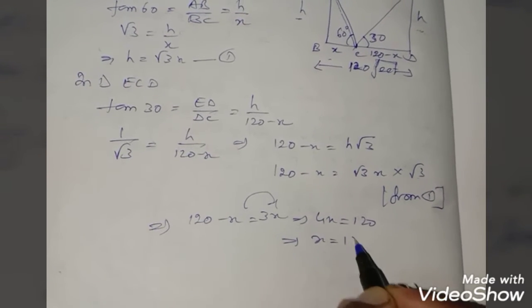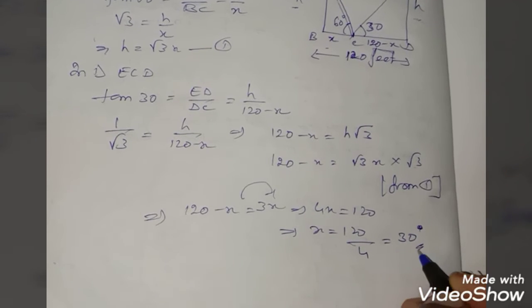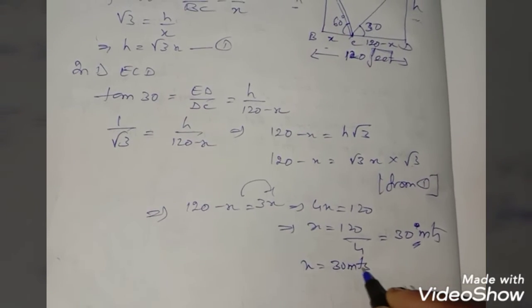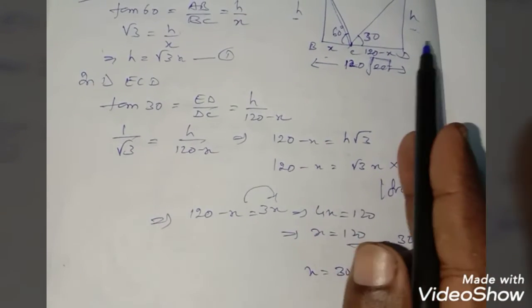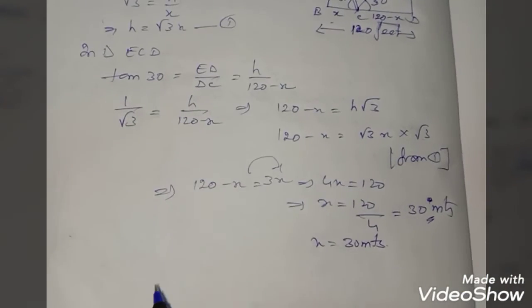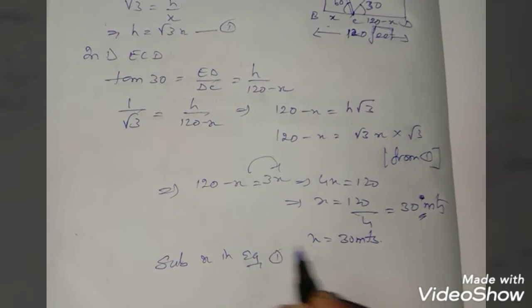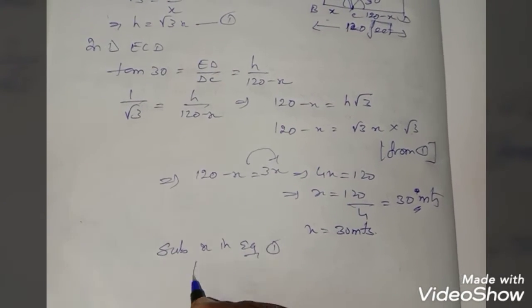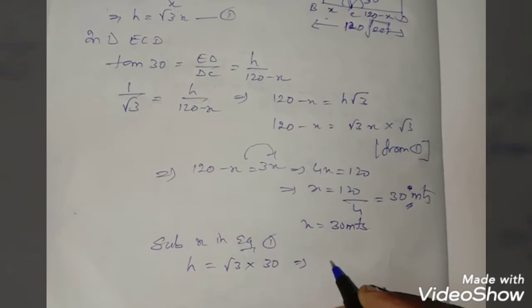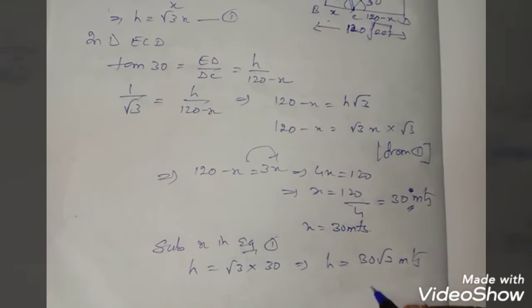So x is equal to 120 divided by 4. So overall you will get 30 meters. So x is equal to 30 meters. So after finding the value of x, you have to find the value of h, that means the height. So substitute this x in equation number 1. Now if I substitute x in equation number 1, you will get h is equal to root 3 into 30. So I can write h is equal to 30 root 3 meters, right?